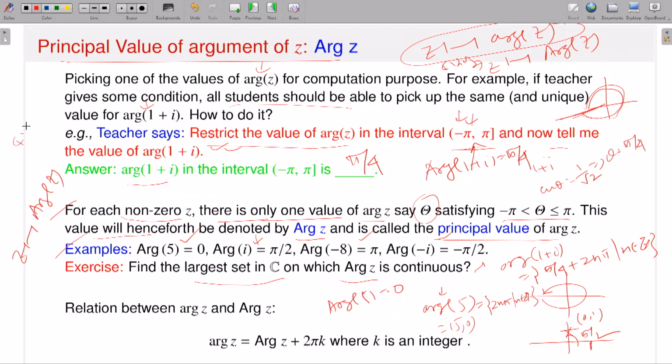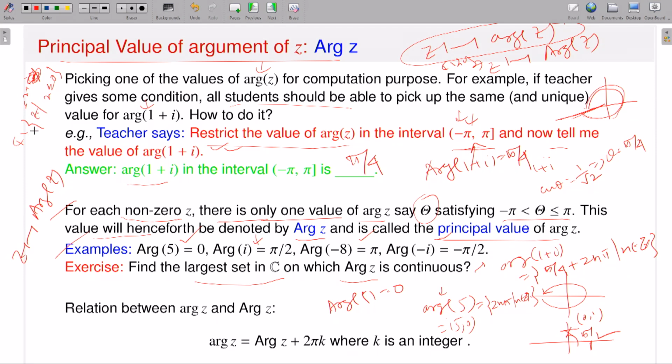So therefore, your function z goes to capital arg of z is not continuous. So the largest domain in the complex plane is that you consider the domain C minus the negative real axis. That means C minus all those z where z is x plus iy, but on the negative real axis. So y is 0, and therefore x is less than or equal to 0.